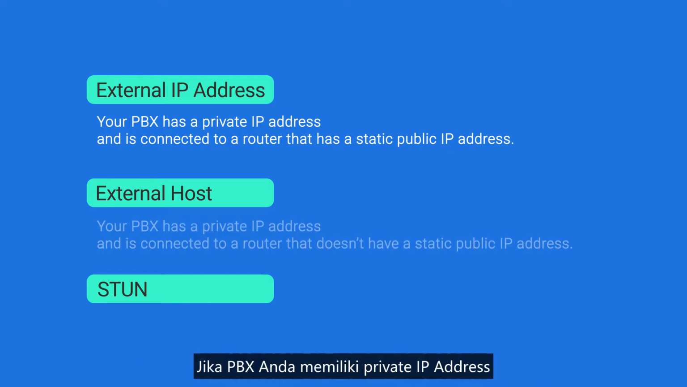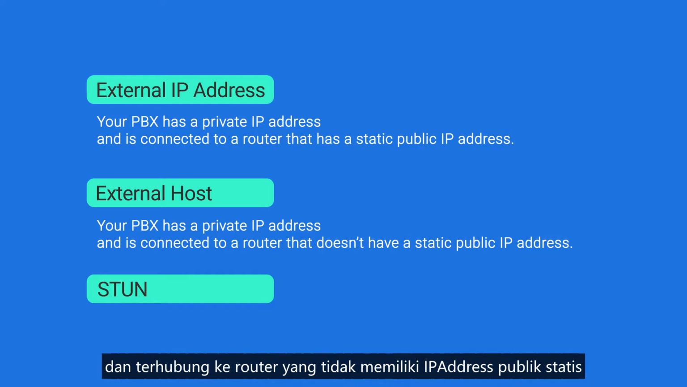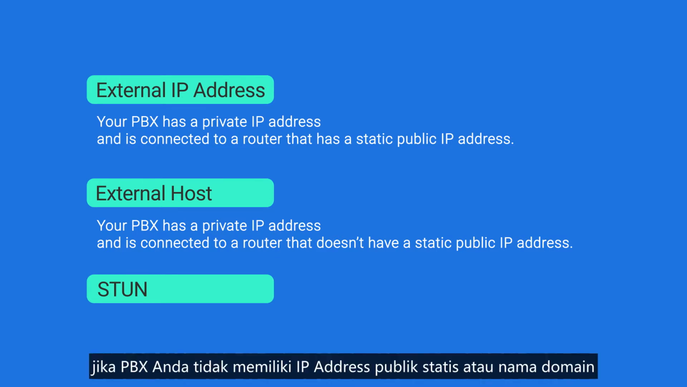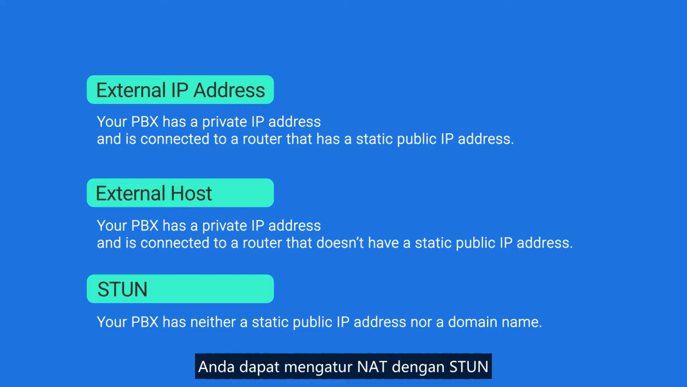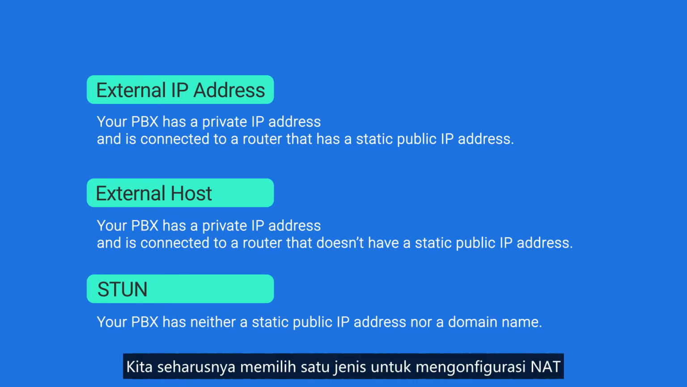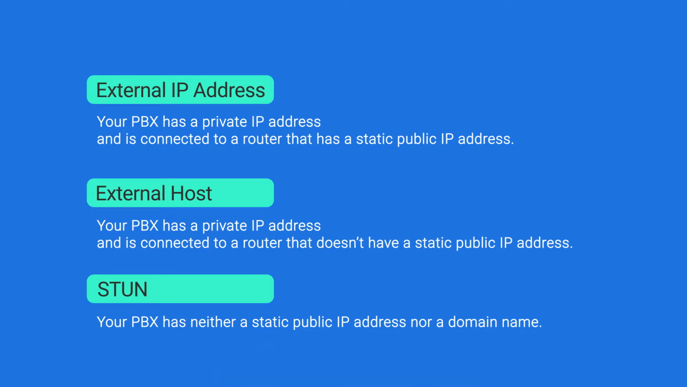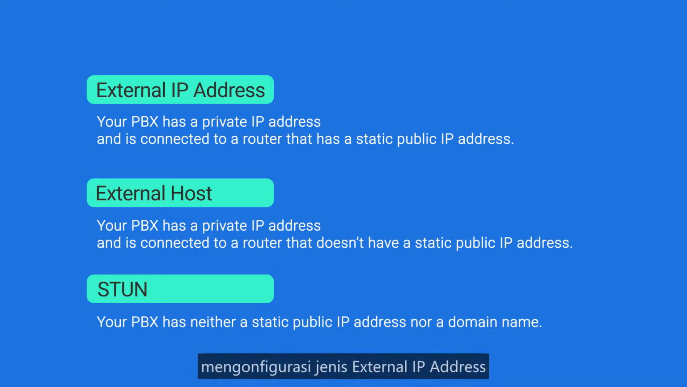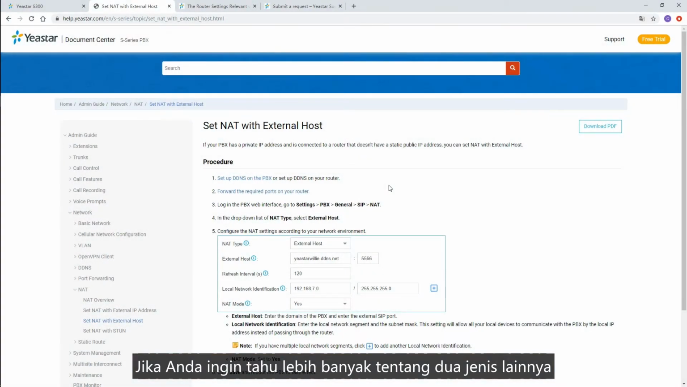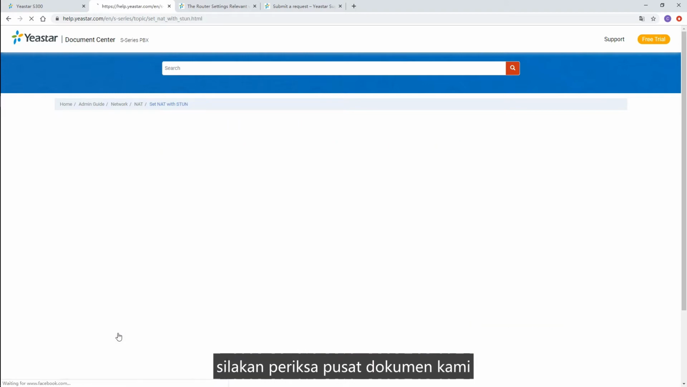If your PBX has a private IP address and it's connected to a router that doesn't have a static IP, you can set the NAT with the external host. Besides, if your PBX has neither a static IP address nor a domain name, you can set the NAT with STUN, for Simple Traversal Utilities for NAT. We're supposed to select one type to configure NAT according to our network environment. In this video, I will show you how to configure the type of external IP address. If you want to know more about the other 2 types, please check our document center.